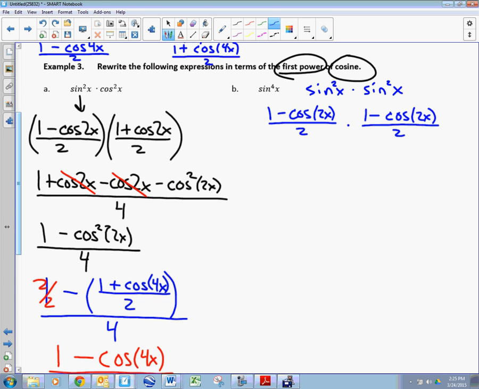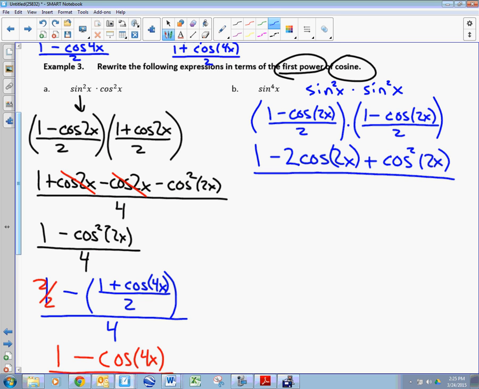So we multiply this out. 1 times 1. Then I get 1 times negative cosine of 2x, and then negative cosine of 2x times 1. That will give me negative 2 cosine of 2x. Then I have negative cosine of 2x times negative cosine of 2x, positive cosine squared of 2x over 4.